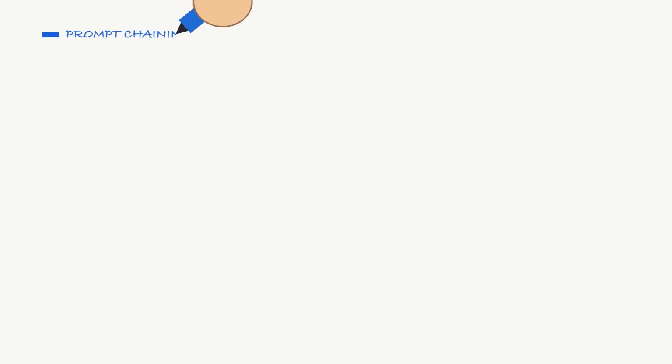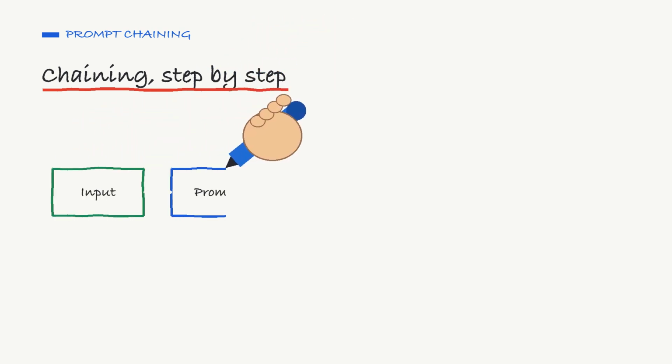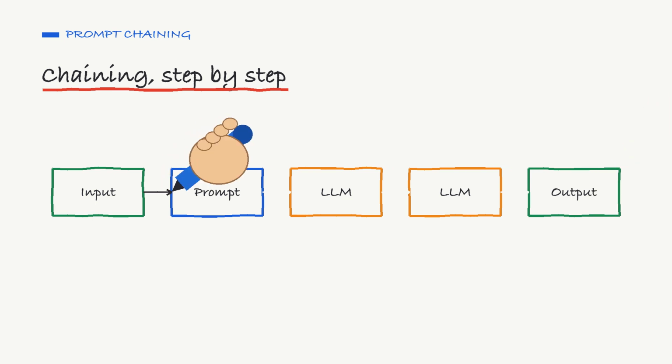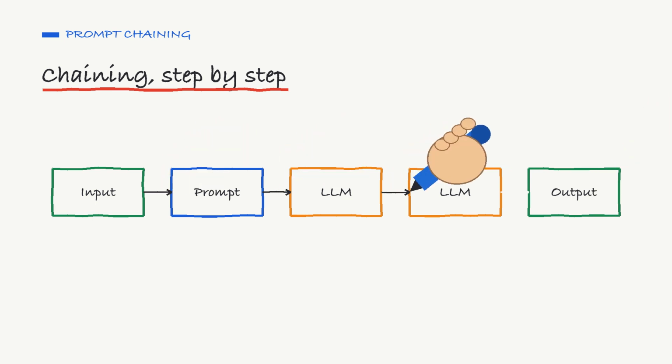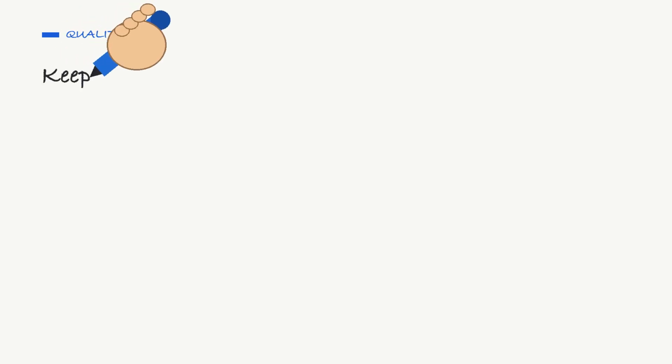Chaining looks like this. A prompt goes to the first model. Its output feeds the next prompt or tool, then the next, each step building on the last. Instead of one giant request, you break the problem into a logical sequence, and the orchestrator manages the entire flow from end to end.